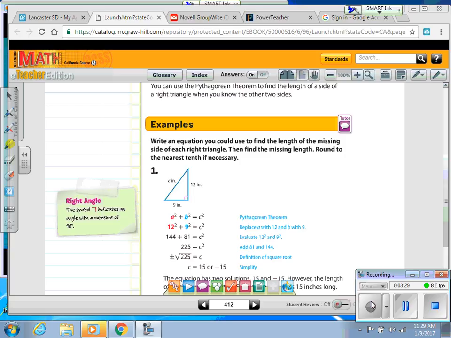Okay, in this example, it says to write an equation that you could use to find the length of the missing side of each right triangle. Then find the missing length, round to the nearest tenth. So here we have A squared plus B squared is equal to C squared. And we have plugged in 12 and 9 into the equation, the Pythagorean theorem. And then we get 144 plus 81 is equal to C squared, which is 225. And the square root of 225 is 15 or negative 15, but obviously C is going to be 15.